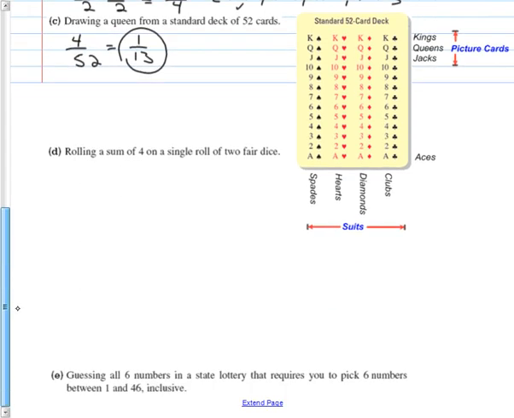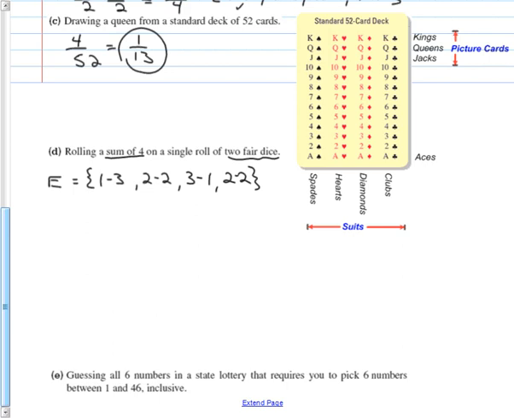Rolling a sum of 4 on a single roll of 2 fair dice. Notice we're not going to have unfair dice when we do these things. What's that probability? Now what I would do is I would start listing the ways my event can occur. I could roll a 1 and a 3. I could roll a 2 and a 2. I could roll a 3 and a 1. Would you say 2 and 2 again? And I would say 2 and 2 again.